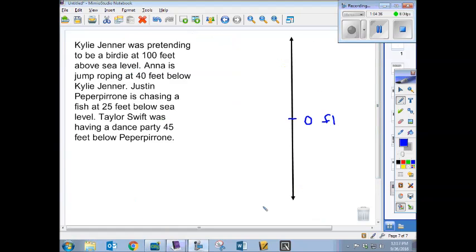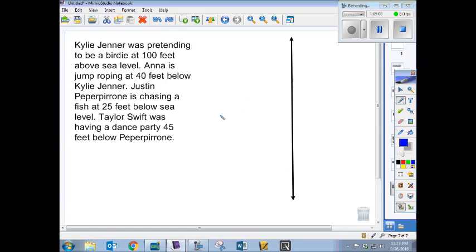Okay, so I'll read through it again so that we're all on the same page. Kylie Jenner was pretending to be a birdie at 100 feet above sea level. Anna is jump roping at 40 feet below Kylie Jenner. Justin Pepperoni is chasing a fish at 25 feet below sea level. And Taylor Swift is having a dance party 45 feet below Pepperoni.